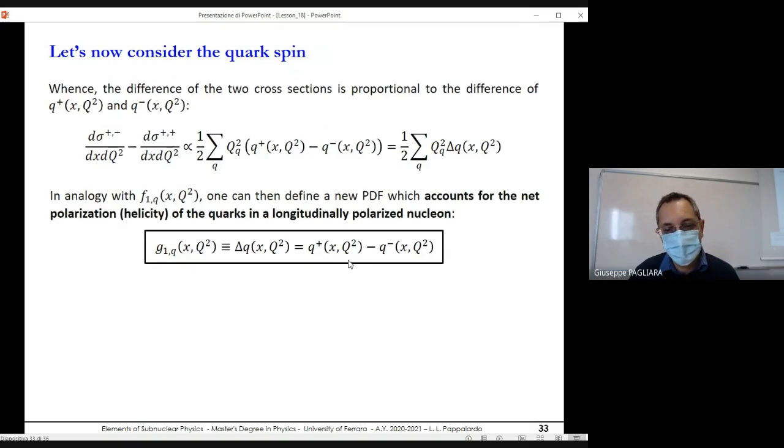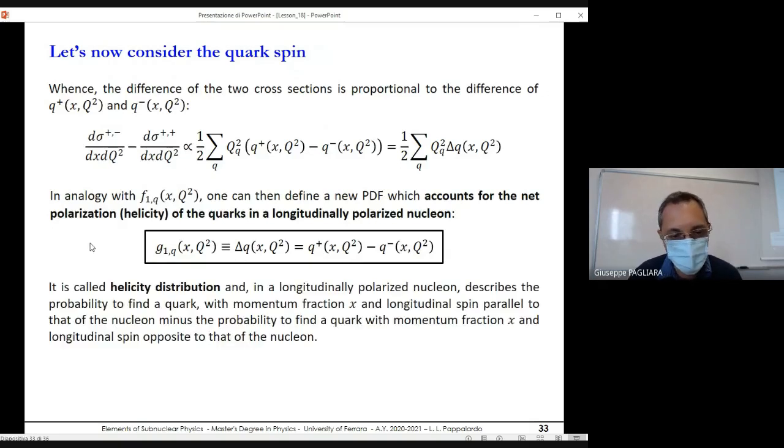Let me tell you here the full description. So this object here, delta Q or g1 if you like, is called the helicity distribution of the proton. And in a longitudinally polarized nucleon, it describes the probability to find a quark with momentum fraction x and a longitudinal spin parallel to that of the nucleon, minus the probability to find a quark with momentum fraction x and longitudinal spin opposite to that of the nucleon, okay? Plus, minus, minus.